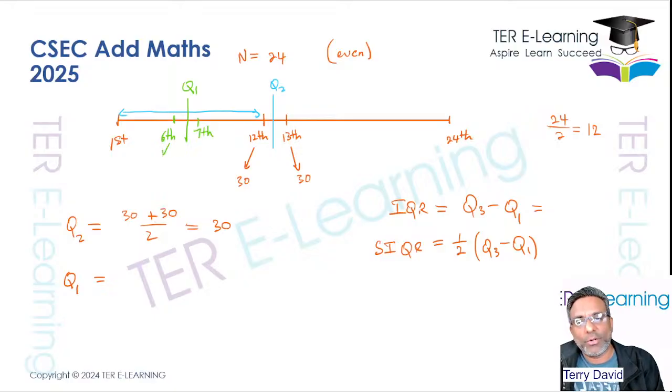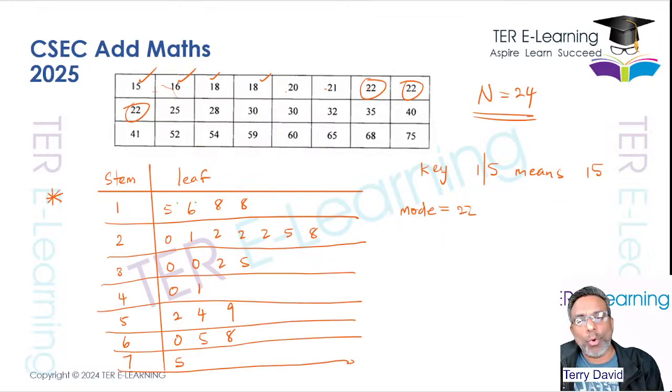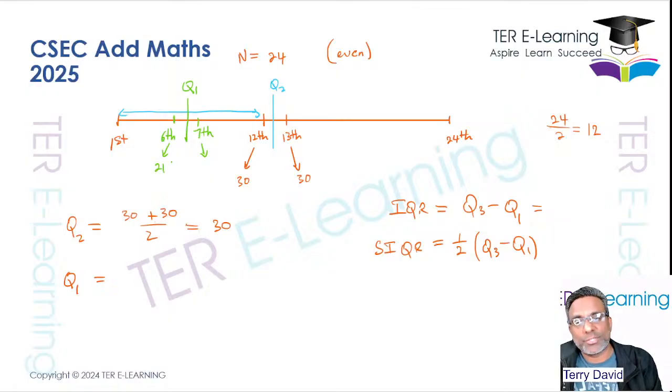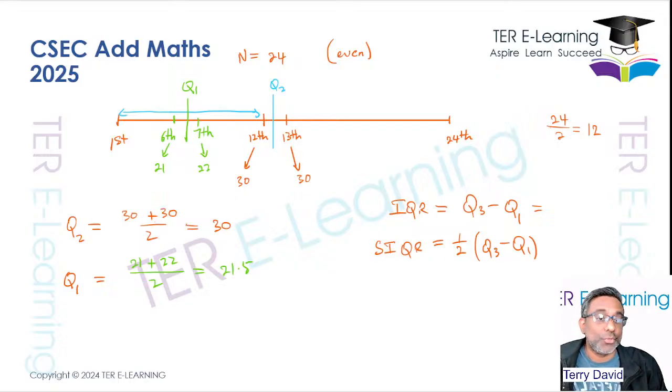So I need to figure out what is the 6th value and the 7th value. Again, you go to the table. So 1, 2, 3, 4, 5, 6. So that's 21 and 22, right? Those are the two numbers you're looking for. So this is 21 and this here is 22. So therefore, your Q1 is going to be 21 plus 22 divided by 2. And therefore, that's going to be 21.5, right? 21.5, right? So you all are correct. You all actually worked it out properly, right?